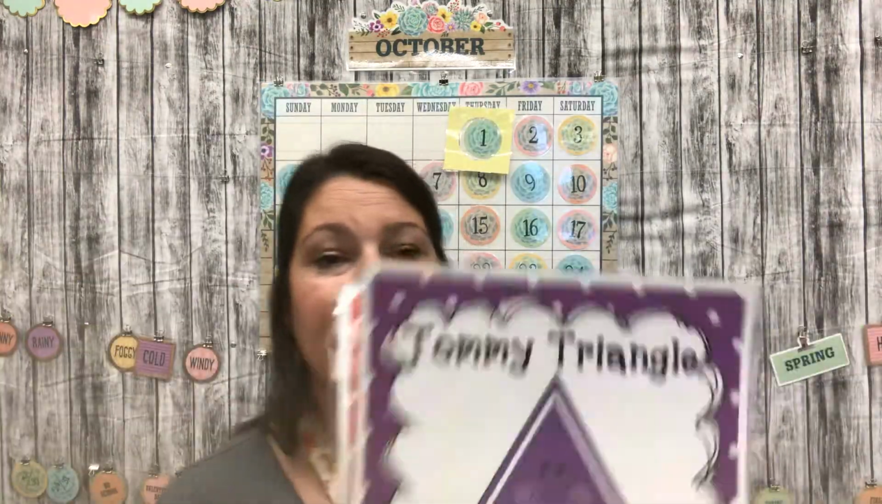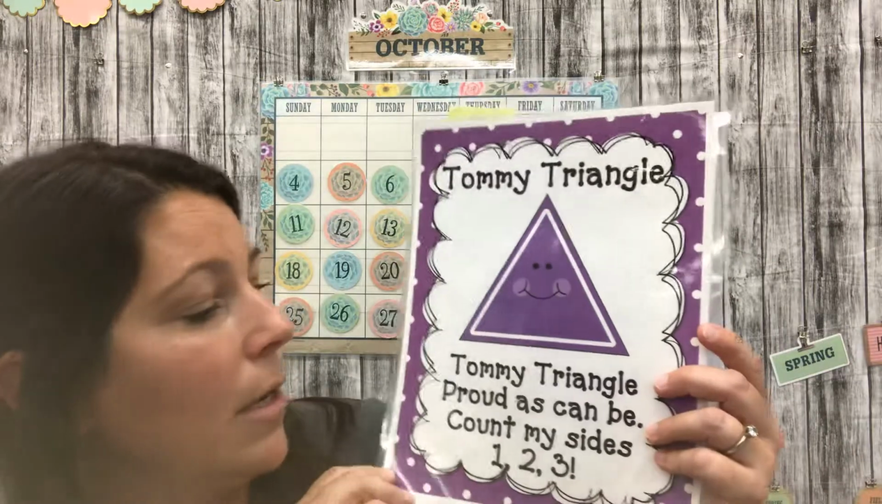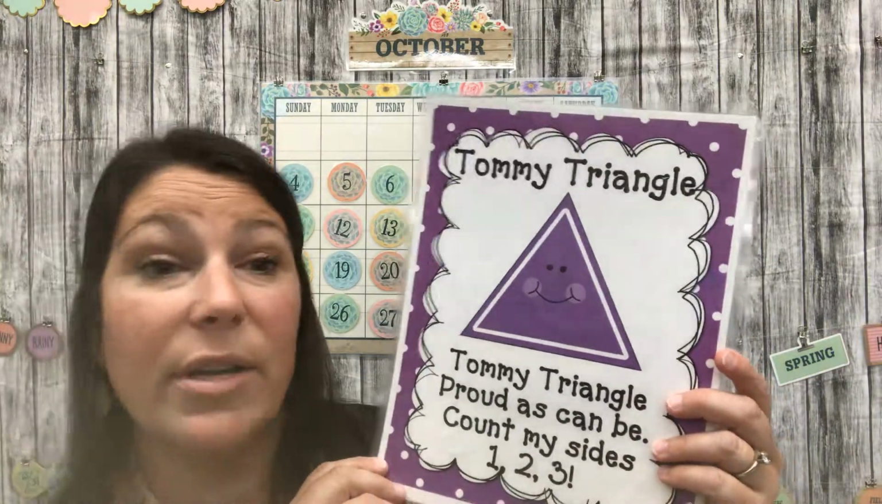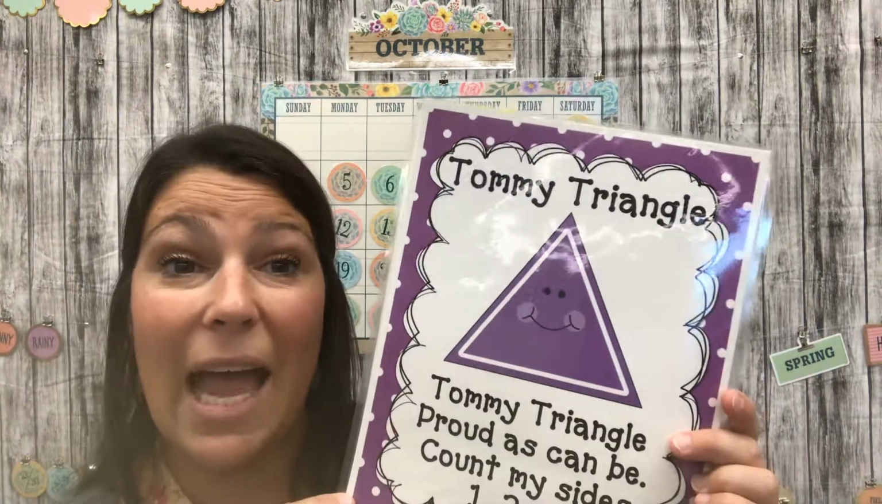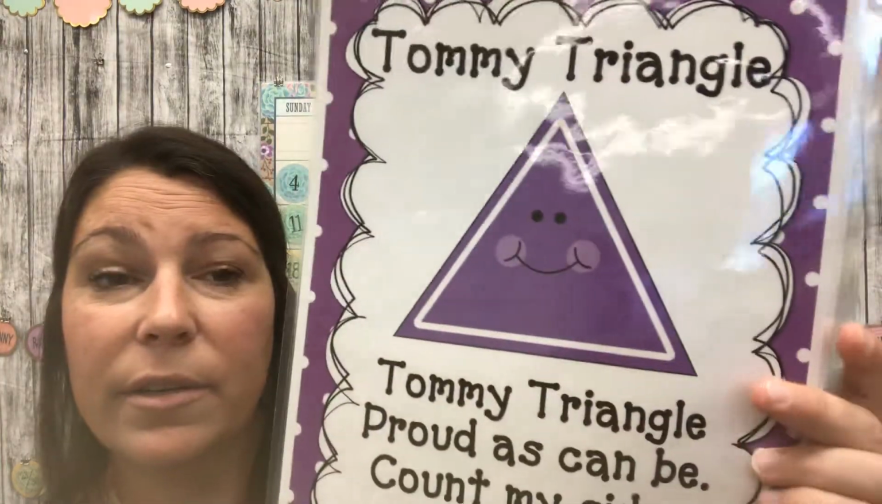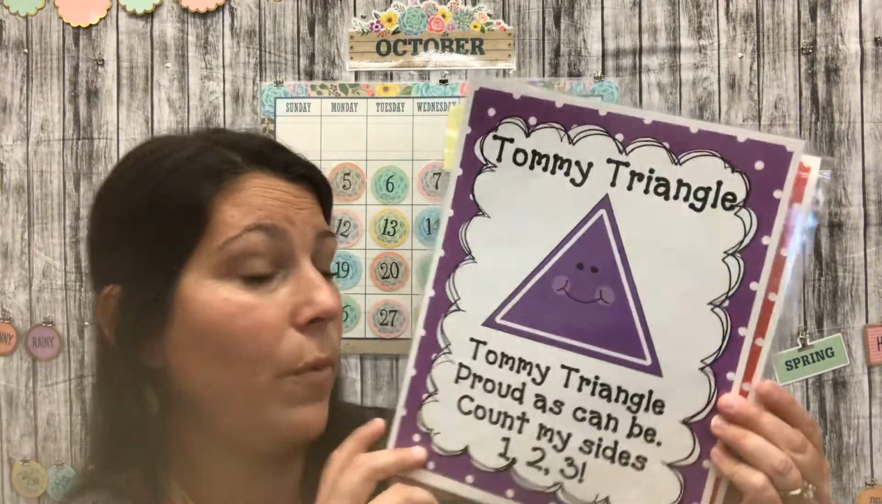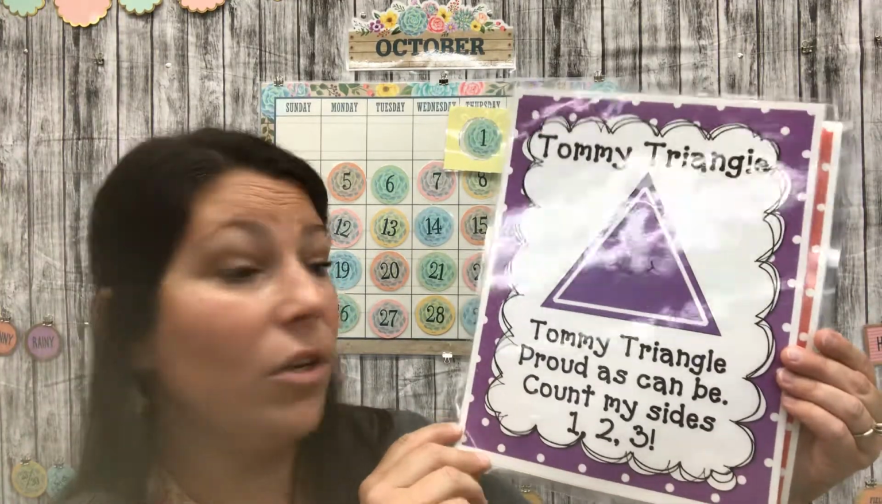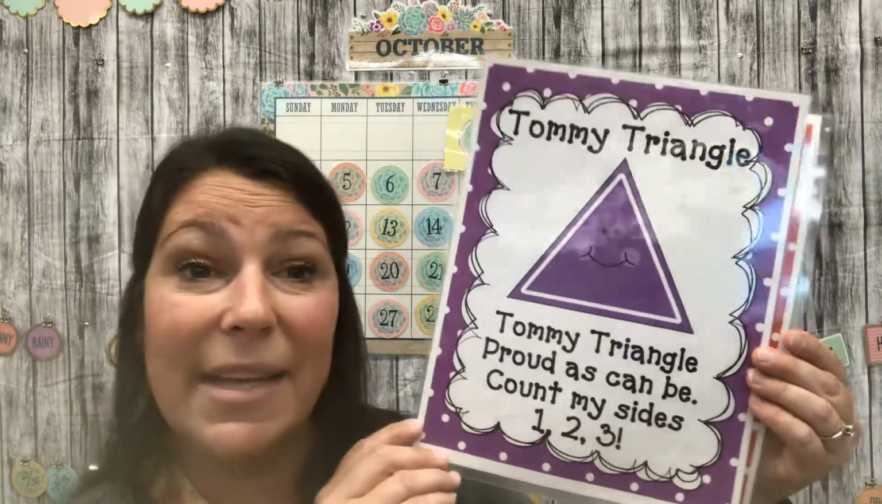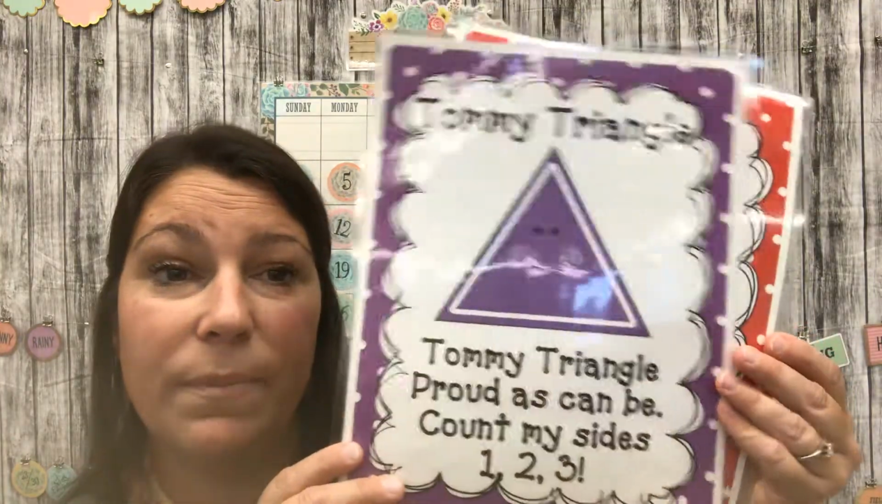Let's review our shapes while we're thinking of this. Ready? Tommy triangle, proud as can be. Count my sides, 1, 2, 3. Let's do him one more time since he's our shape of the week. Tommy triangle, proud as can be. Count my sides, 1, 2, 3.